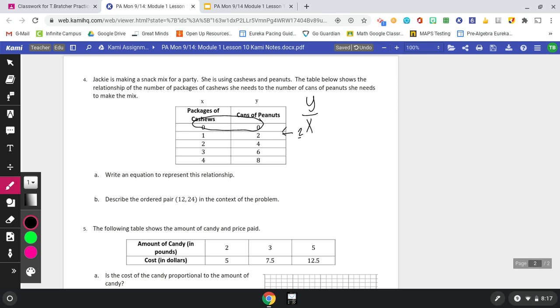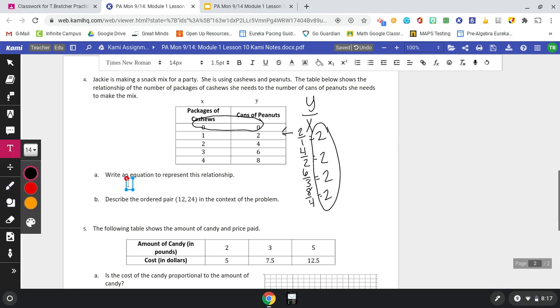2 divided by 1 is 2. Okay? Then if you do the next one, 4 divided by 2 is 2. 6 divided by 3 is 2. And 8 divided by 4 is also 2. So because those are all the same, we know that the constant is 2. So my equation would be y equals 2x.